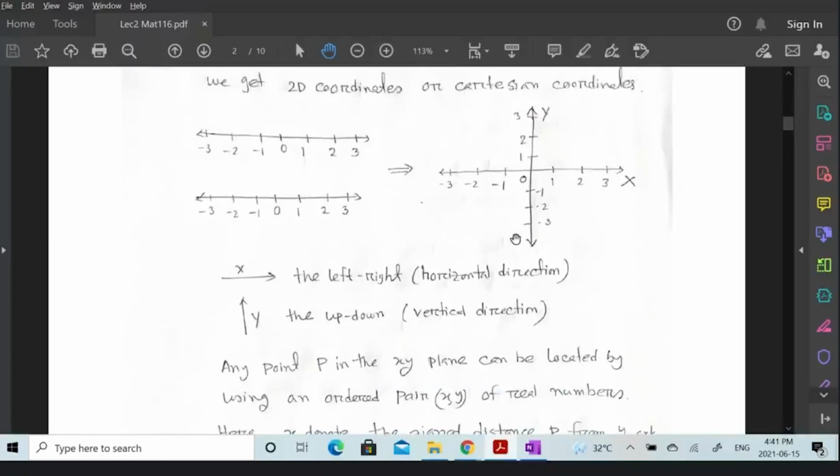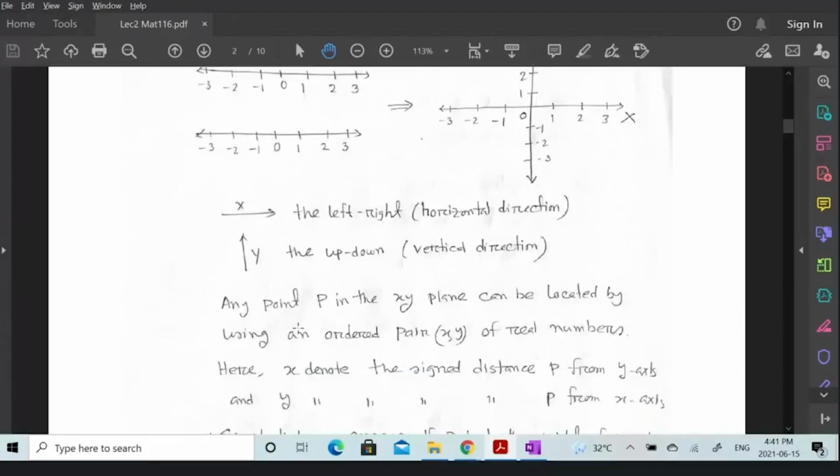Now you can basically allocate any point in this two-dimensional coordinate system. If I want to say an arbitrary, random point, I denote that as an ordered pair (x, y). So (x, y) means you can put arbitrarily any value of x and y there. Meaning you can say (3, 2), or (-2, -2). That's an arbitrary point. So that's what is written here: any point P in the xy plane can be located by using an ordered pair.